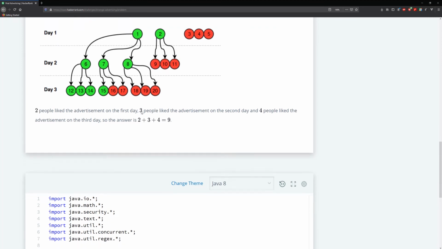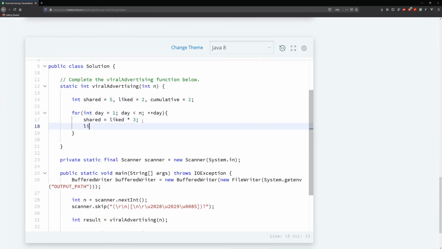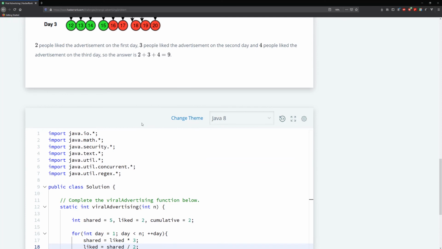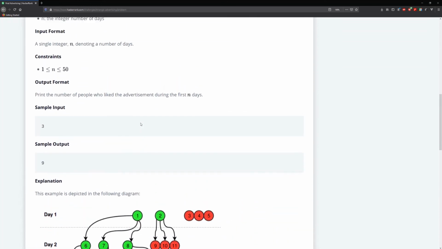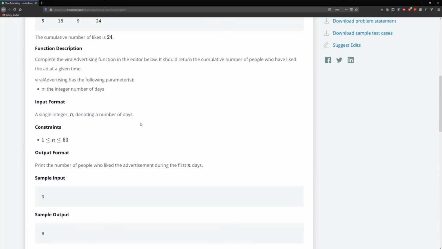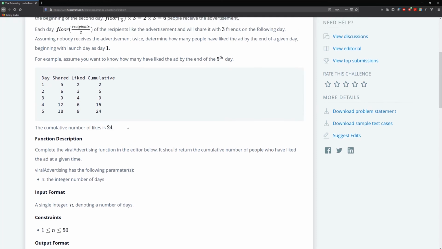So we know that the like is going to equal the shared divided by two, which is just going to give us the floor for that because integers don't have floating points. Now we need to do the accumulation, and I'm trying to stress this so that everybody understands, because sometimes I'm really bad at explaining questions, even though I get the question in my head, the words don't always convey the way that I understand the question.